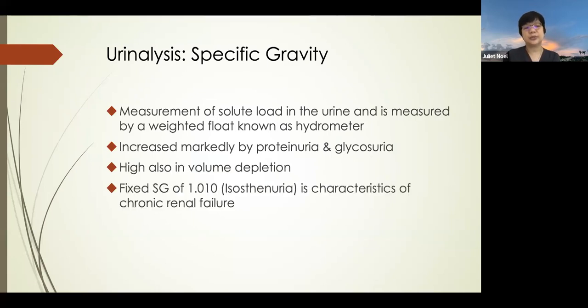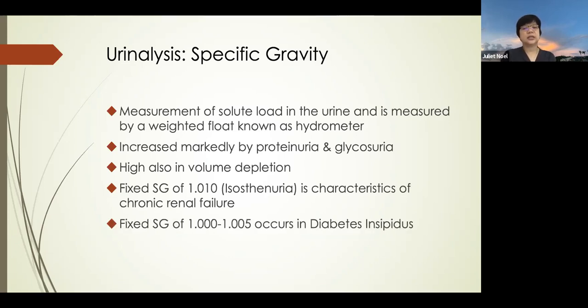It is high in volume depletion. Whether you fast or you drink, if it remains fixed at 1.010, that's what we term isosthenuria. This is characteristic of chronic kidney disease, where the kidneys have lost their concentrating ability. A fixed value of 1.005 or lower, you see in patients with diabetes insipidus.